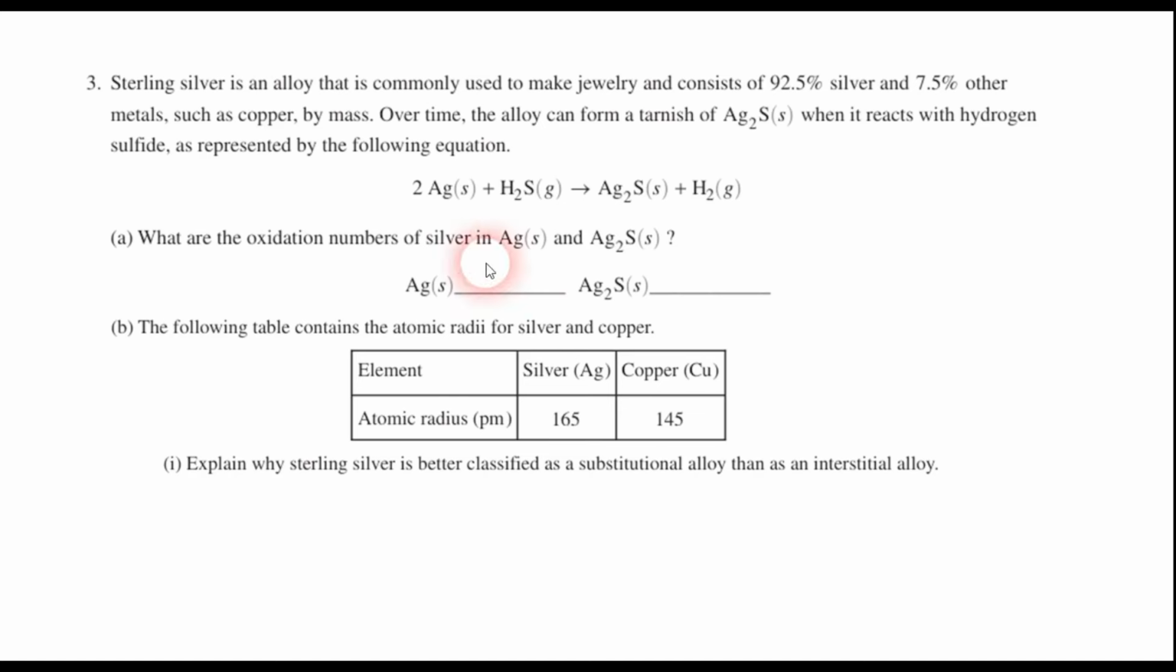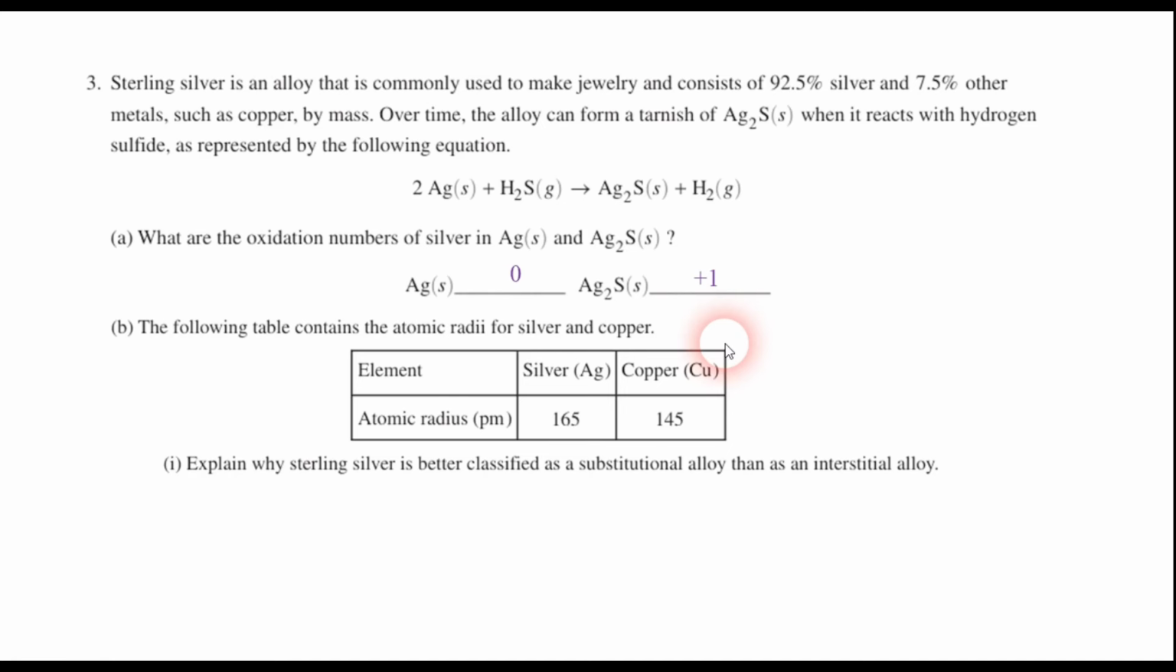Well, if you learned about redox reactions, hopefully you remember that any element in its natural state, or any element by itself, is going to have an oxidation number of 0. So the silver is going to be 0 when it's silver metal. Now the silver sulfide, it's in a compound, so we have to look at these charges here. Sulfide is a -2, so that means that the silver has to be a +1 in that compound.